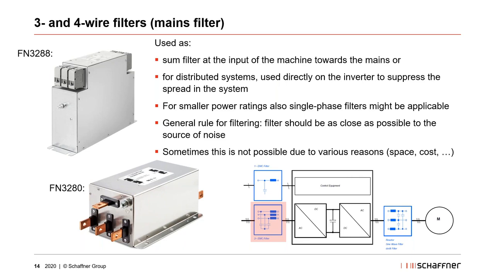The general rule for filtering is that the filter should be as close as possible to the source of noise. Sometimes this is not possible due to various reasons, as written here, for space reasons, for example. So if you don't have the room in your system, then you might want to have only one as a sum filter. Or costs. If you have, let's say, a 12-axis machinery, then you need 12 filters, or you need one. The one filter will be more expensive than one of the 12 distributed ones, but it might be possible that one sum filter is less expensive than 12 others.